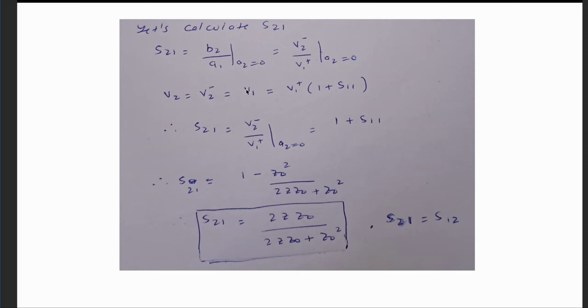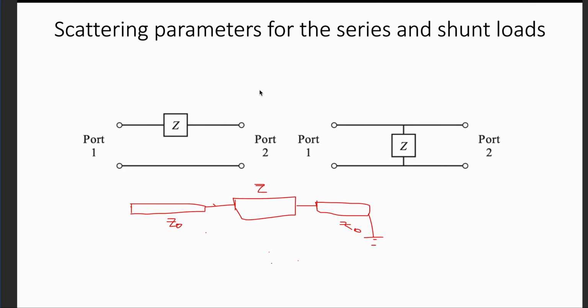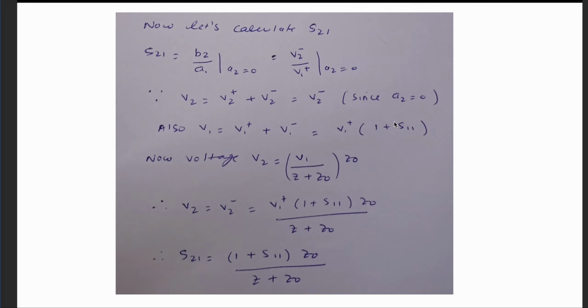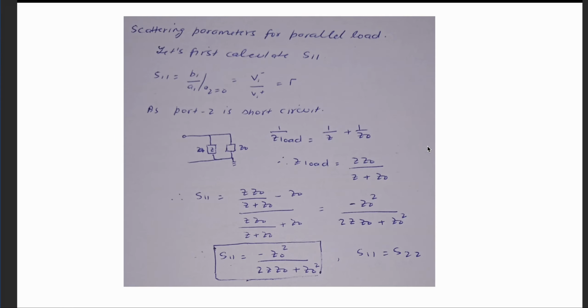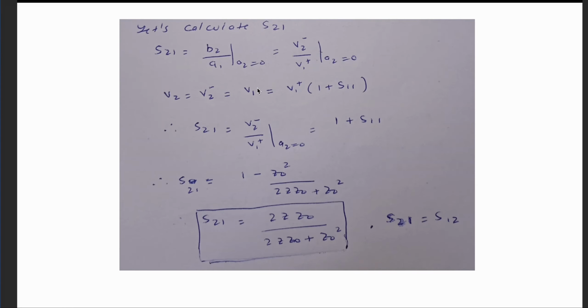You can also write that your V1 will again be equal to V1 plus times 1 plus S11. And now you just need to tell what the voltage V2 is here. Because they both are in parallel, whatever voltage is across Z, the same voltage will be across Z naught also. So your V2 minus will be equal to V1, because it's in parallel so the voltage is the same. From there you can calculate the ratio V2 minus upon V1 plus, and you will get just 1 plus S11.